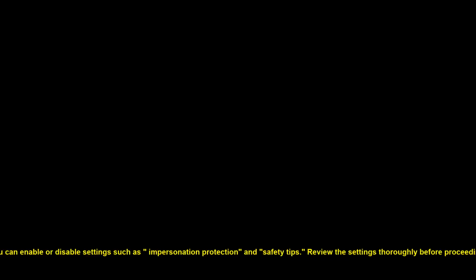Here, configure the default protection settings against phishing. You can enable or disable settings such as impersonation protection and safety tips. Review the settings thoroughly before proceeding. Click Next to navigate to the Review and Finish page.